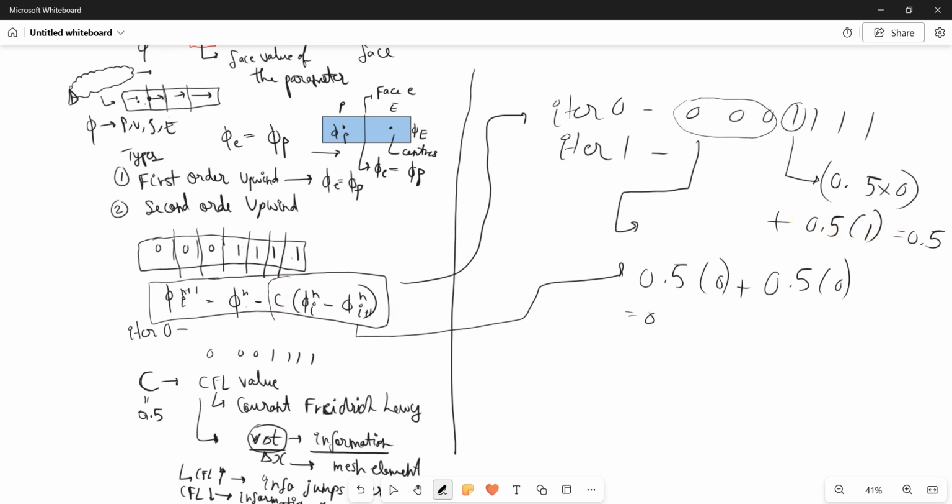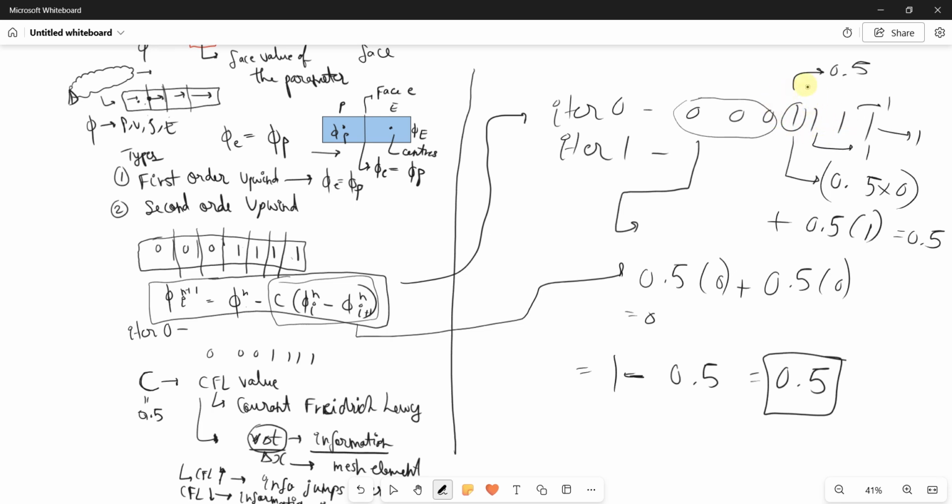This is the value that I calculated. Now the present cell value is 1, so the net value of that cell will be 1 minus 0.5, that is equal to 0.5, right? So now you can see in the first iteration, the value of this has become 0.5. This will remain 1, this will remain 1, this will remain 1.